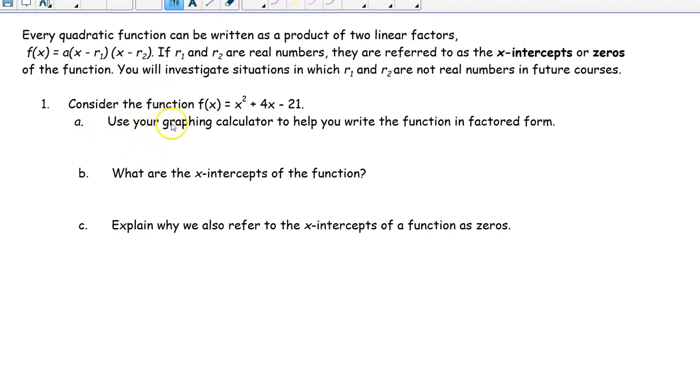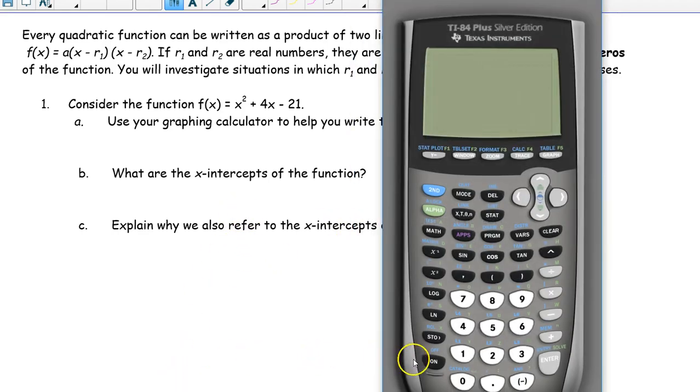Now consider the function f of x is equal to x squared plus 4x minus 21. Use your graphing calculator to help you write the function in factored form. Okay, let us just go ahead and get our graphing calculator. Alright, I'll clear off everything. Cancel, second, and plus. Then I'll hit 7, 1, then 2, enter, everything gone.